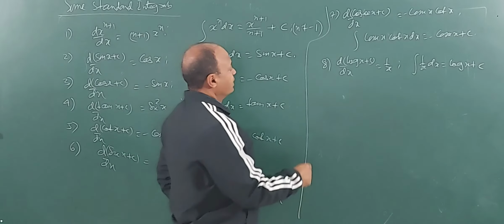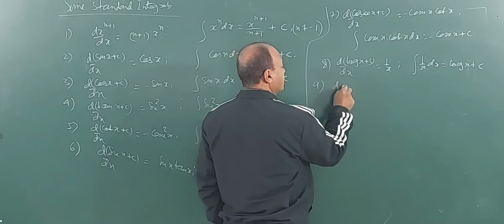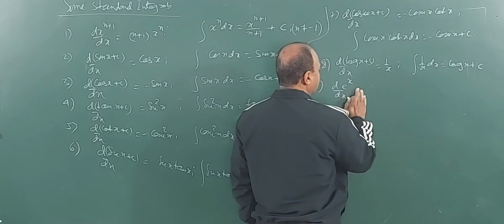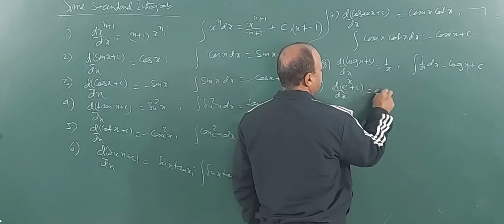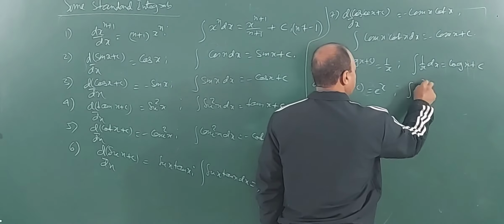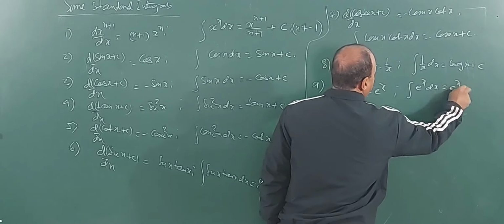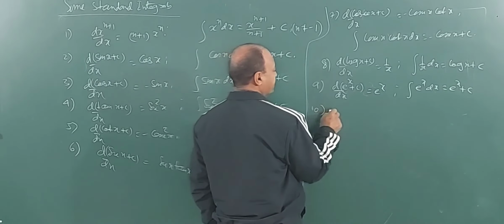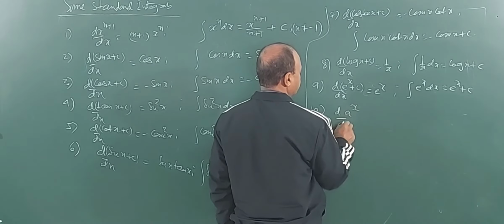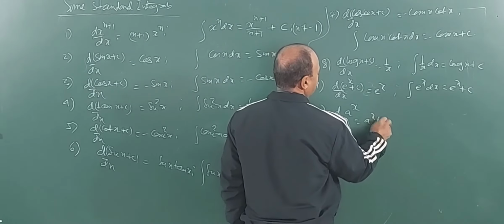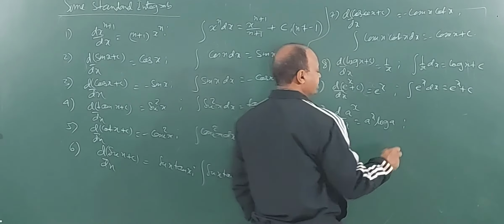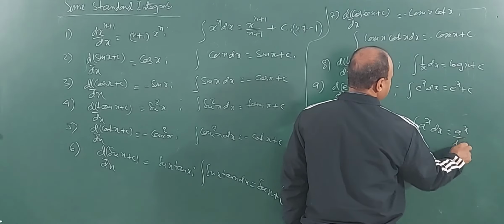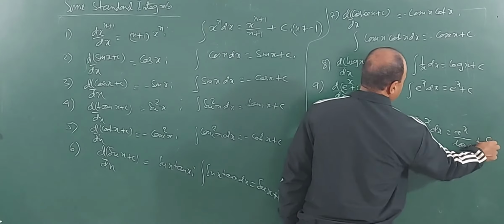Okay. Number 9, we have derivative of e to the power x, exponential, is equal to e to the power x. I will be writing c also because we are used to writing c. So, integration of e to the power x will be e to the power x plus c. Clear? Now, we have number 10, derivative of a to the power x is a to the power x log a. So, what will be its integral? Integration of a to the power x with respect to x is equal to a to the power x divided by log a plus c.